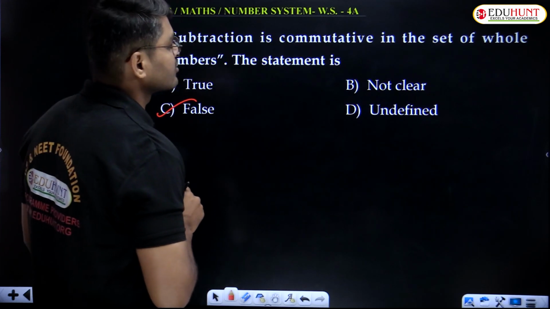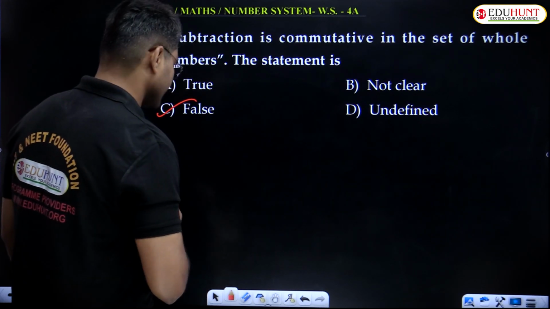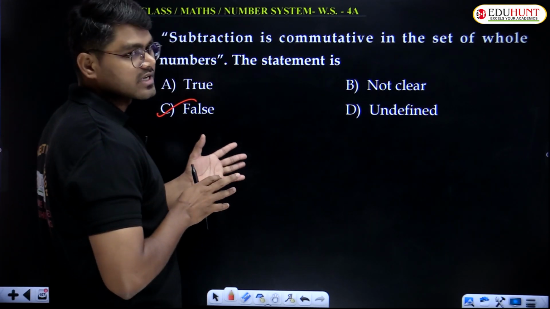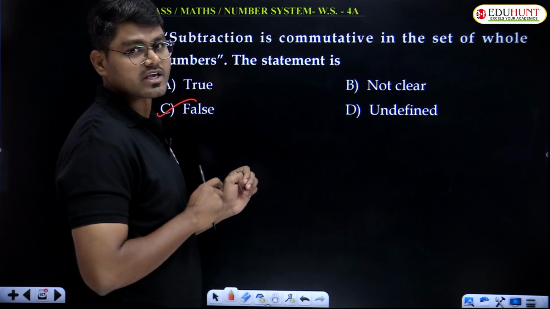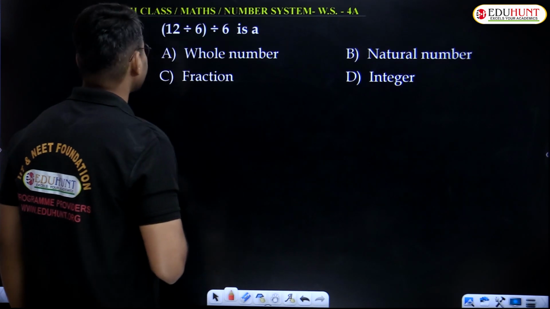Subtraction is commutative in the set of whole numbers. That is a false statement. If you know the properties, we can answer these questions very easily. Otherwise, we cannot. Let's move on to the next one.